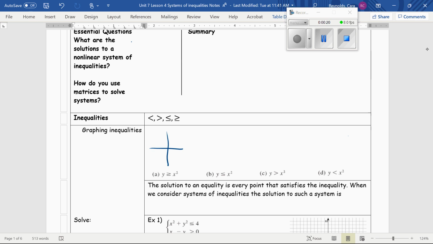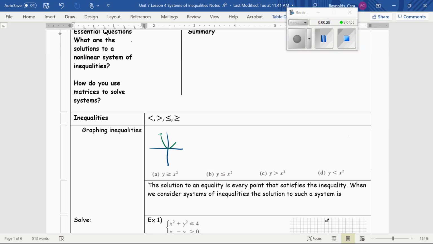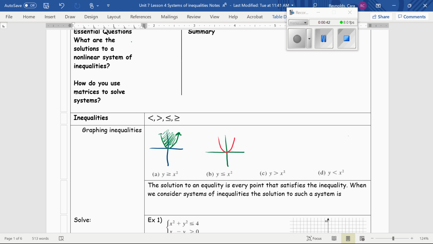So like this is your parent function, x squared. But make sure you ask yourself if it's a solid line or a dashed line. So like this would be a solid line. And because it's greater than x squared, we're going to shade above the line, so above your curve. This one is, again, a solid line. But because y is less than, we want to shade below the curve. Right?